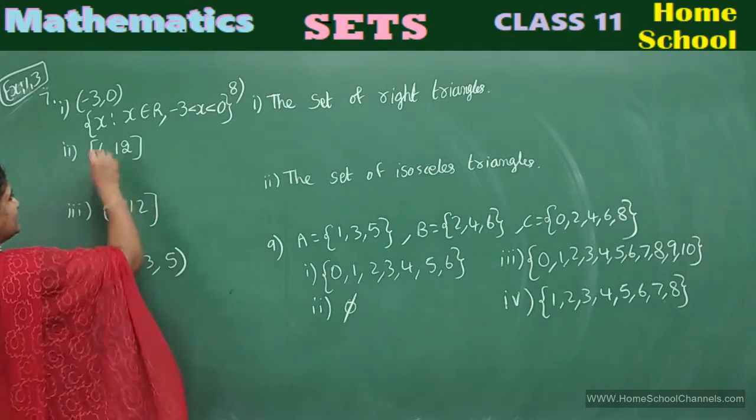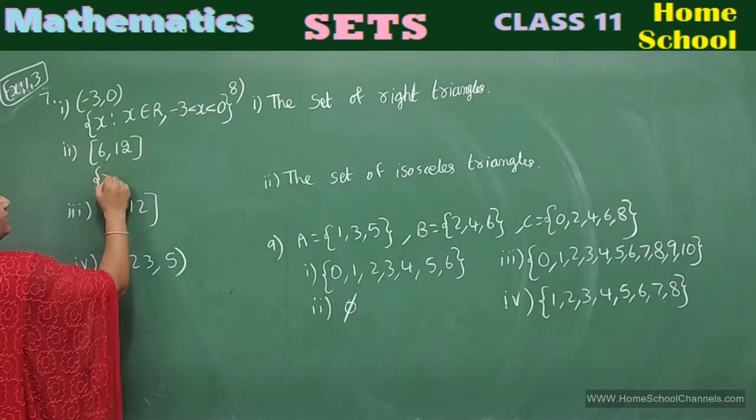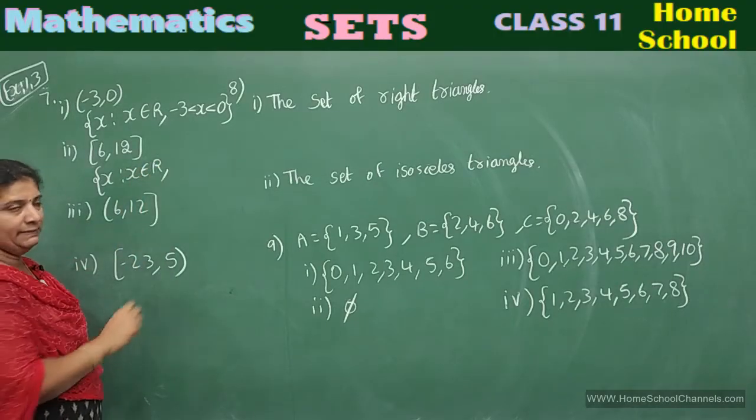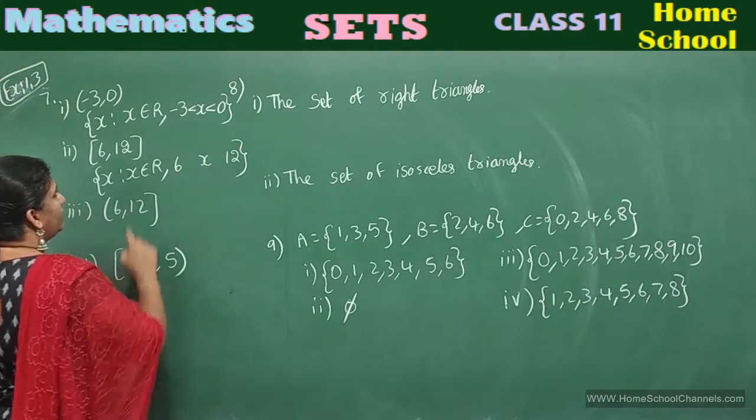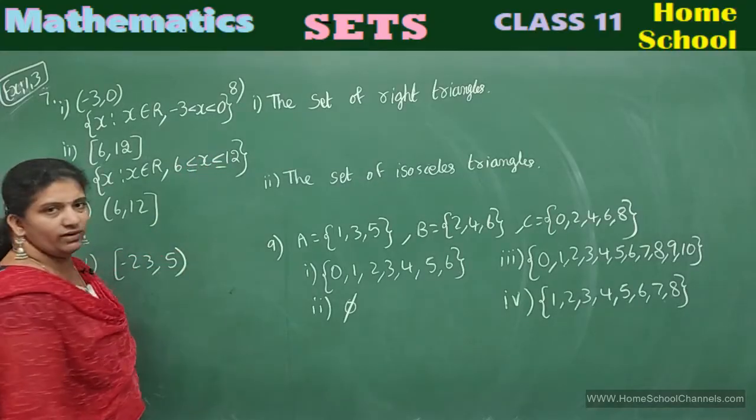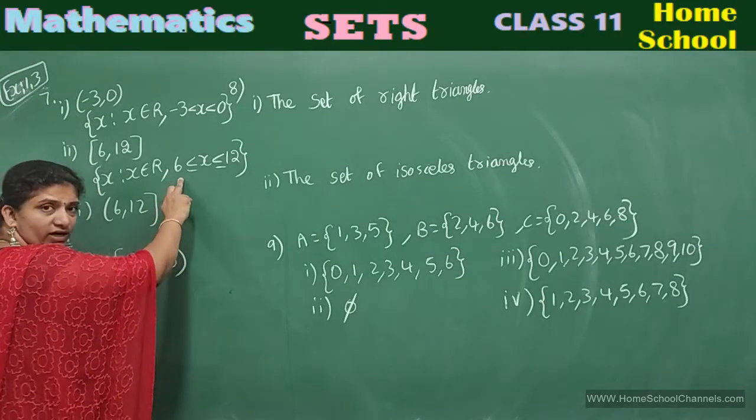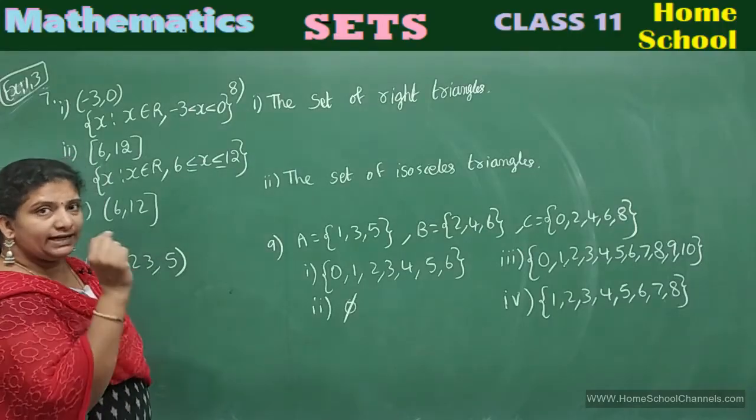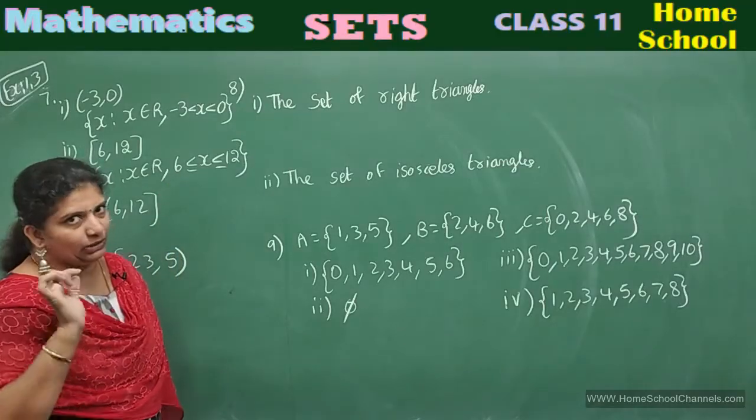Okay, that's it. Same manner. Next one. See, closed interval you can see. X such that x belongs to real numbers, comma. Write the two numbers here, 6, 12, x. Closed means less than or equal to. And how do you read this? X is greater than or equal to 6 and less than or equal to 12, because it is a closed interval. 6 and 12 also included.